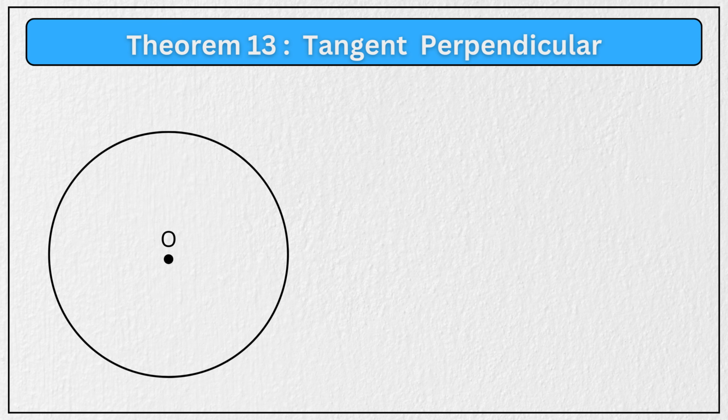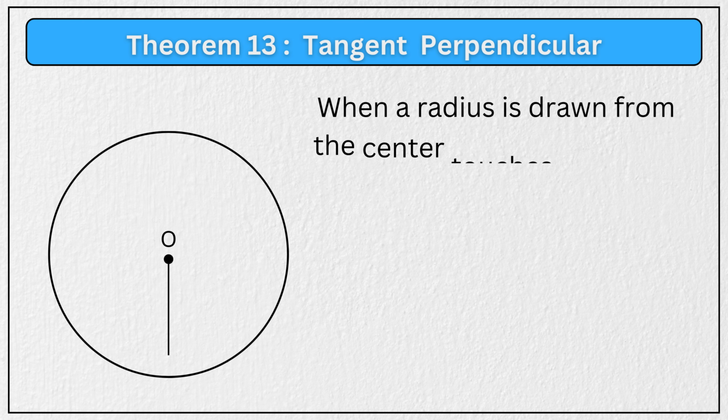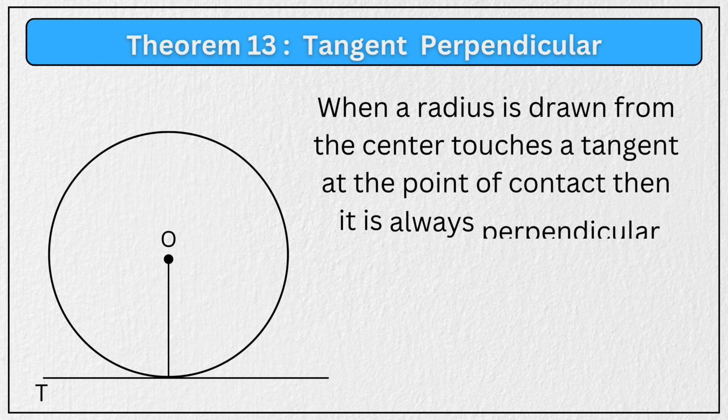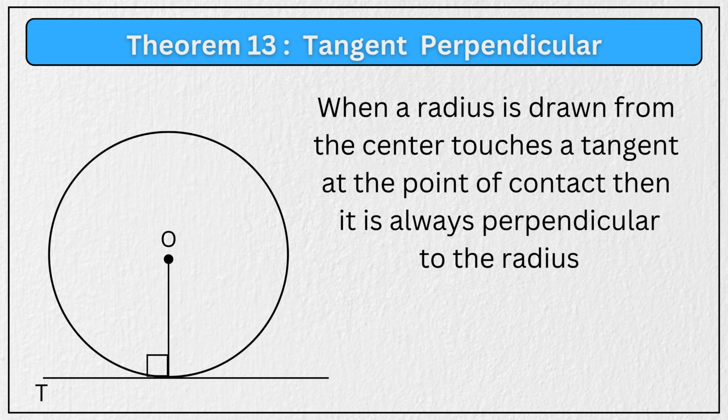13. Tangent perpendicular theorem. This theorem states that when a radius is drawn from the center of a circle to a tangent at the point of contact, then it is always perpendicular to the tangent. For example, here, if this is A as the point of contact, then the angle between the radius OA and the tangent is always 90 degrees.